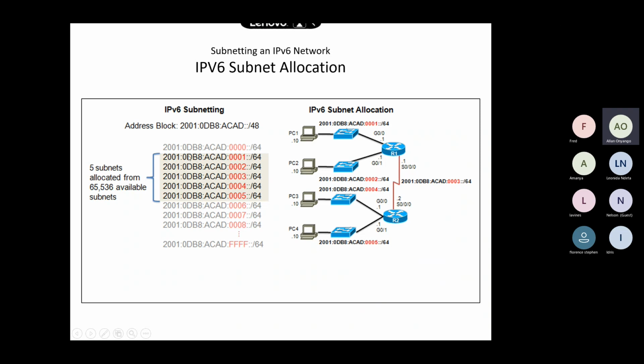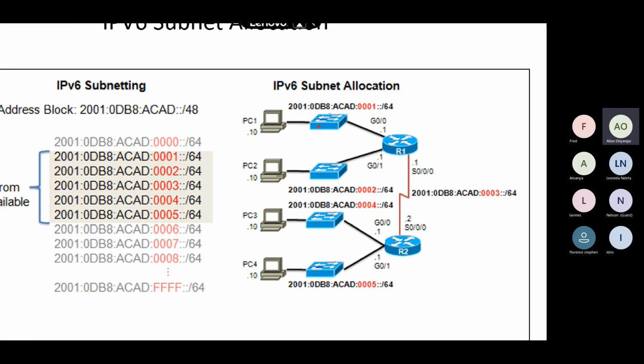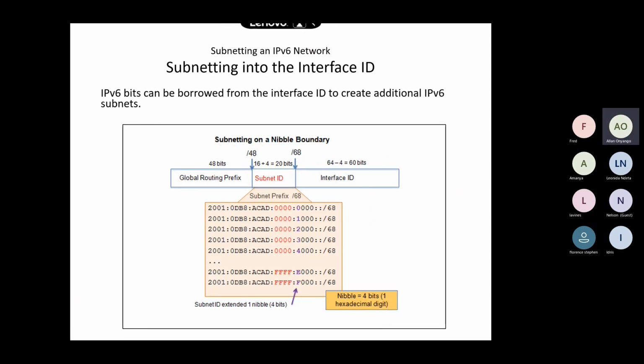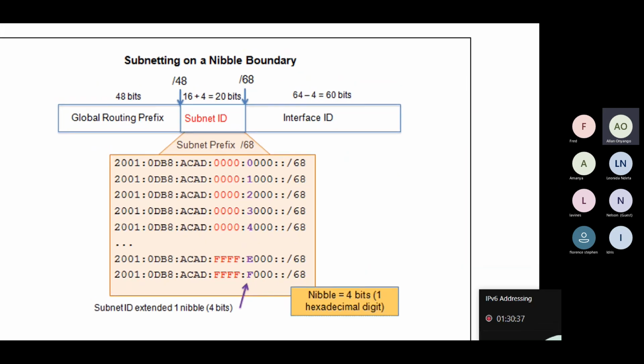Now, if we take 2001:0db8:ACAD:0001::/64, we take this network, the second network, and we give it to this LAN here. We take 0002, we give it to this LAN here. 0003, we give it to this network between R1 and R2. 0004, we give it to this LAN here. And 0005, we give it to this LAN here. Now, if we need to create another department or another network, we want to see how we can subnet the first network, 0000. Let's see that. A few things I want you to note here are as follows.